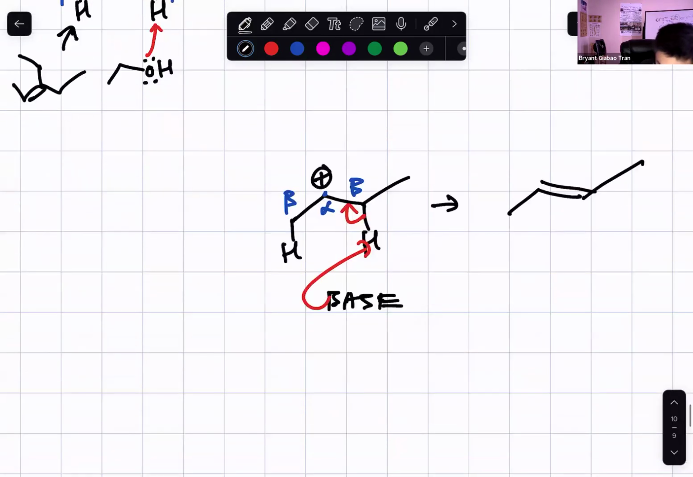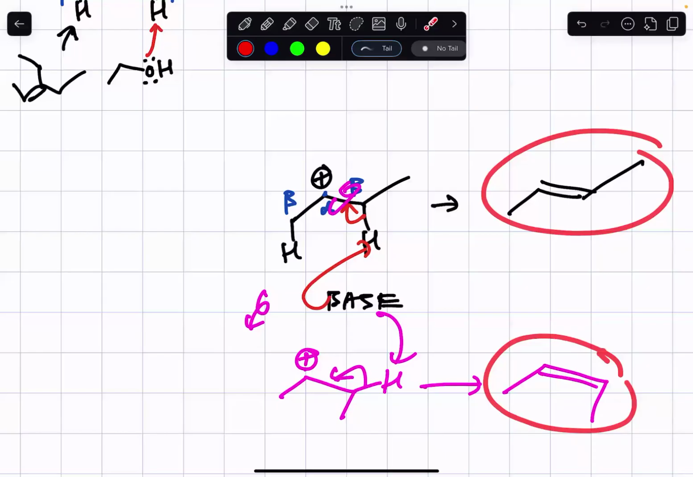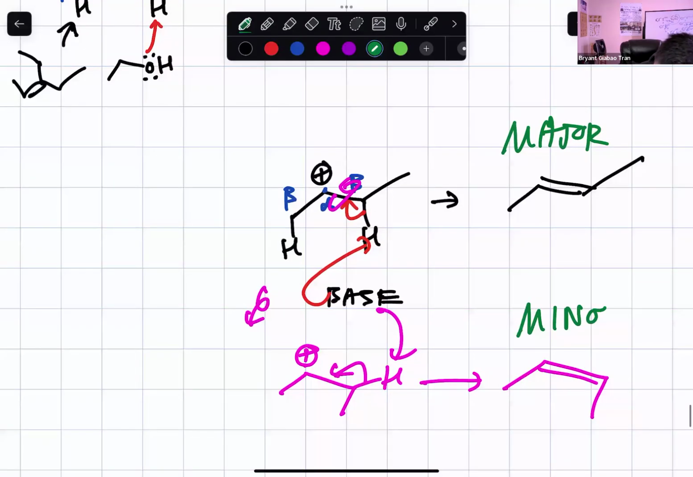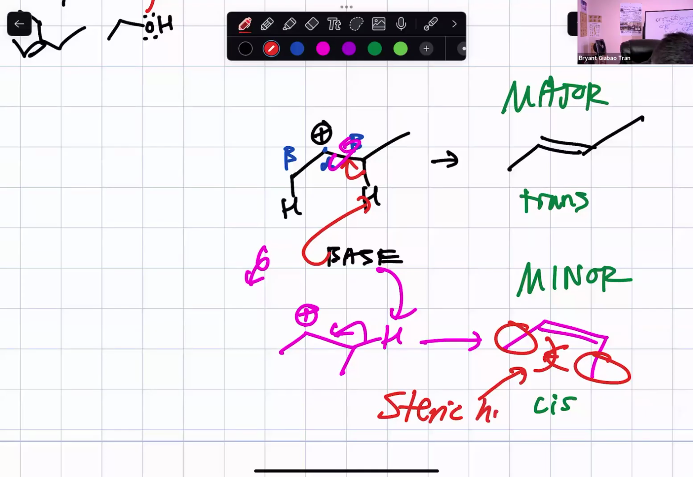Oh, another thing is that this single bond can do free rotation. So because it could do free rotation, the intermediate could have rotated like this, where when we grab that hydrogen B, we could have gotten this alkene as well. But which one do you think is major here? This alkene or that alkene? The top one, yep, because they're trans. Yep, major, minor, trans, cis. And that's because the cis has more steric hindrance. Those two R groups are bumping into each other, causing steric hindrance, which makes it less stable. And that's why it's minor. That's why cis is minor compared to trans, because they have more steric hindrance.